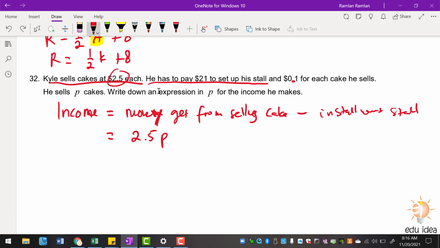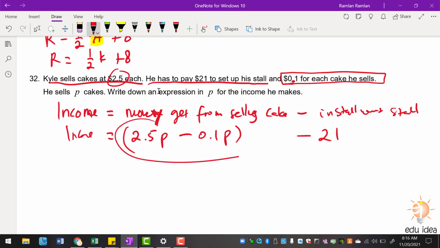But notice that he also needs to pay something. He needs to have this money to pay for each of the cakes. He needs to pay $0.1 for each cake, so that will be subtracted by 0.1p. So it's not just 2.5, because that one is just getting the money, but he also needs to pay $0.1 for each cake. And then minus the installment of the stall, which is 21. Okay, so that is for the income.